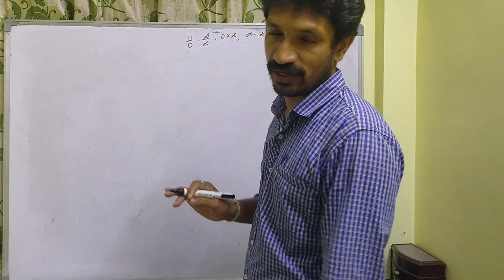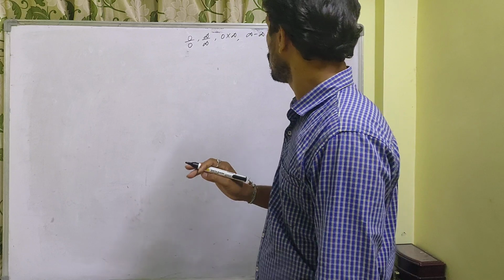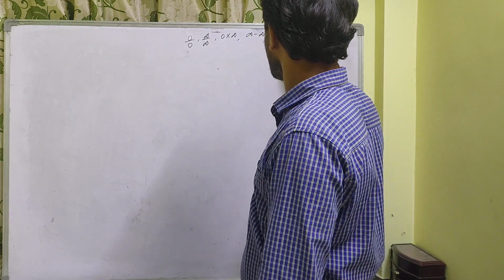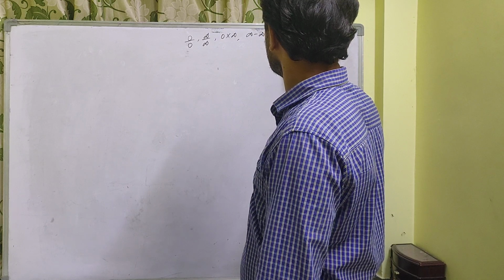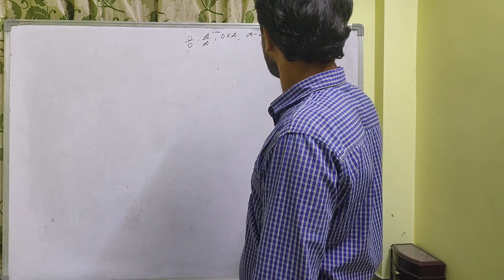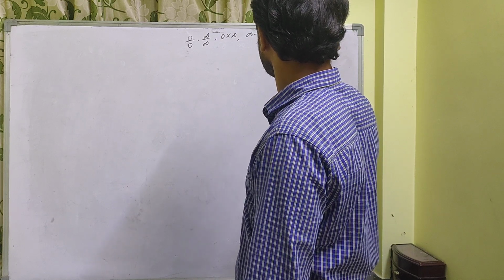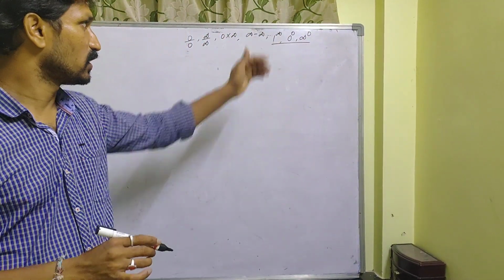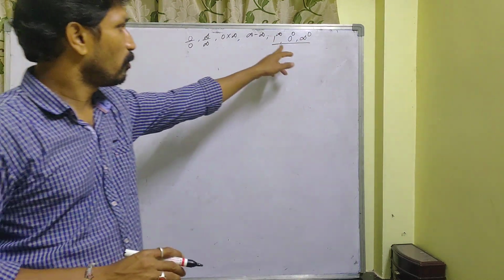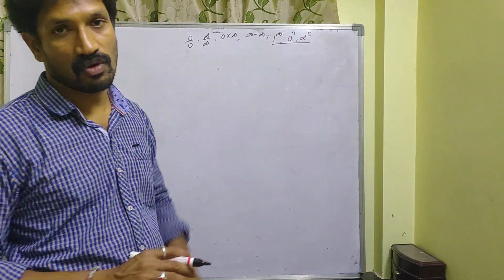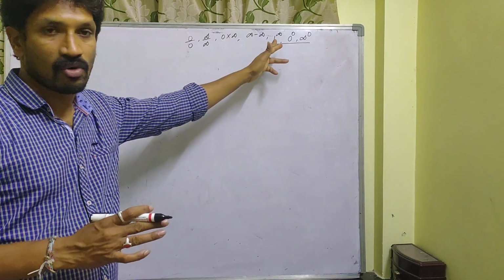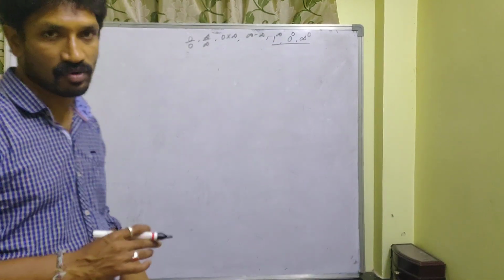These four we completed. So now we have 1 power infinite, 0 power 0 and infinite power 0. These three are left over. So now we will discuss 0 power 0, infinite power 0 and 1 power infinite, whenever the limit tends to these forms.